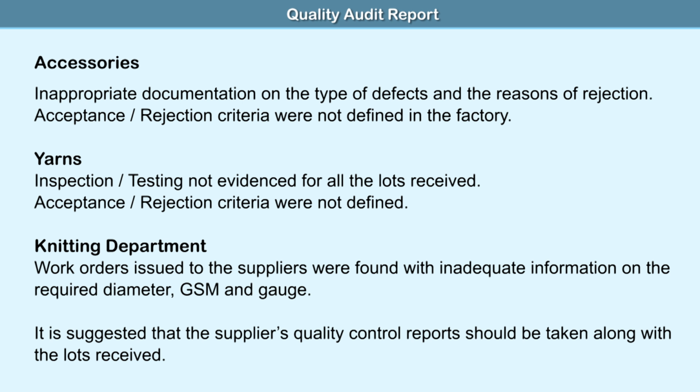Knitting department: work orders issued to the suppliers were found with inadequate information on required diameter, GSM, gauge, etc. It is suggested that the supplier's quality control reports should be taken along with the lots received.